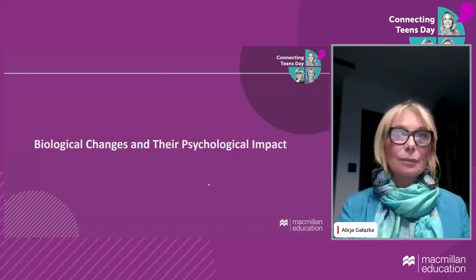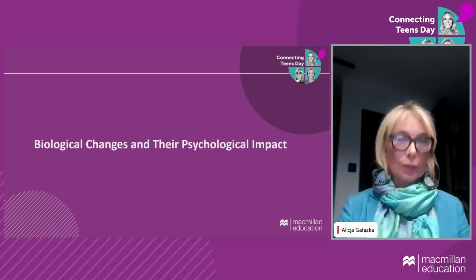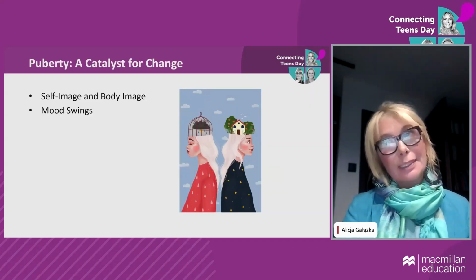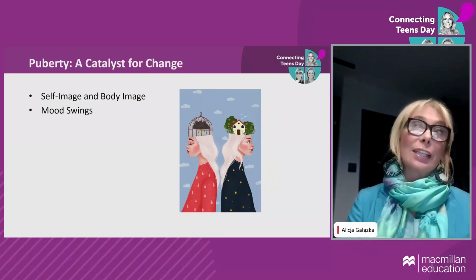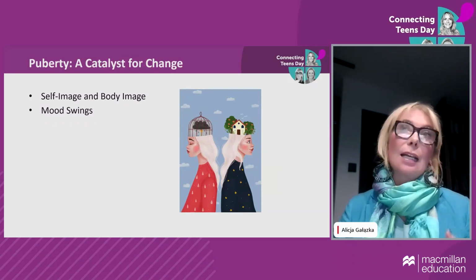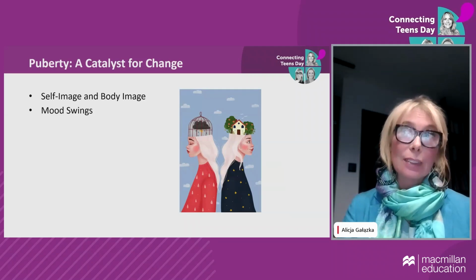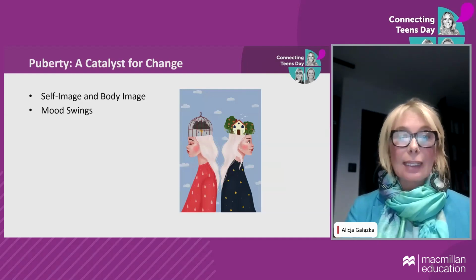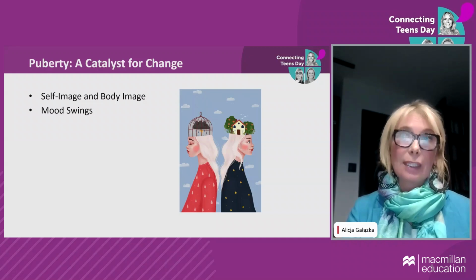So what's happening first? What biological changes happen, because it's very important. First of all, we need to be aware that puberty is the catalyst for change. Puberty triggers a cascade of hormonal changes which lead to physical development. You can observe many symptoms like growth spurts, sexual maturation, and changes in body composition. All these biological shifts have really important psychological implications on pupils' and students' behavior. First of all, self-image and body image.